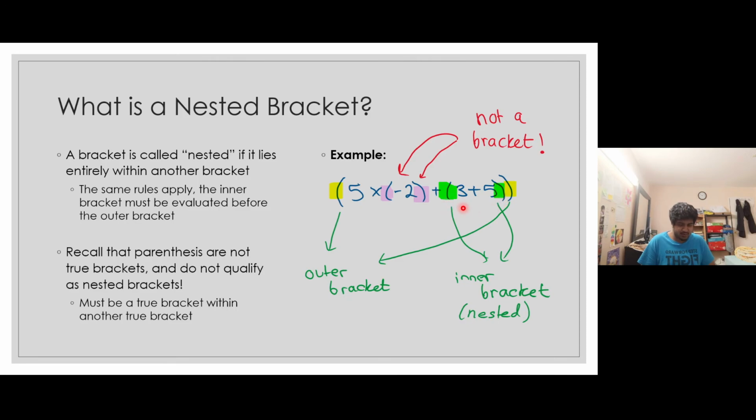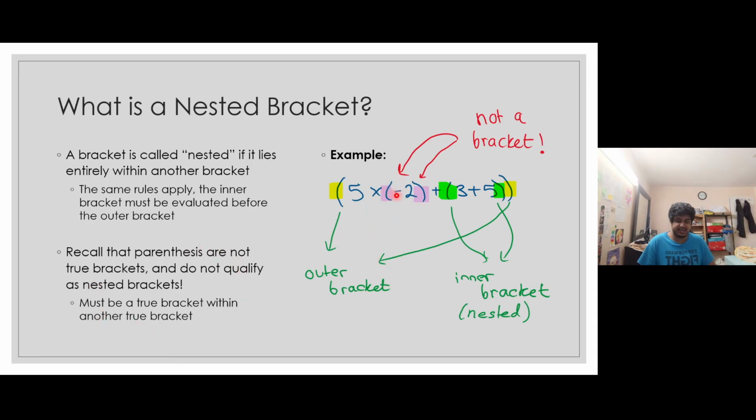Now this bracket right here, where my laser pointer is, this green bracket here with 3 plus 5 in it, that is what we would refer to as a nested bracket. Why? It is within the outer bracket, right? The entire green domain is within the yellow domain. So that is what I mean when I say this is happening. Okay?